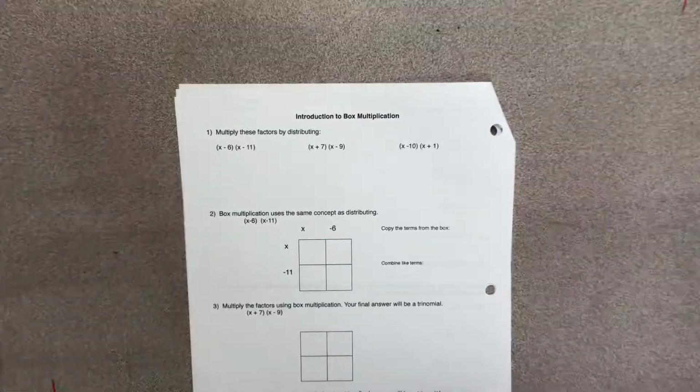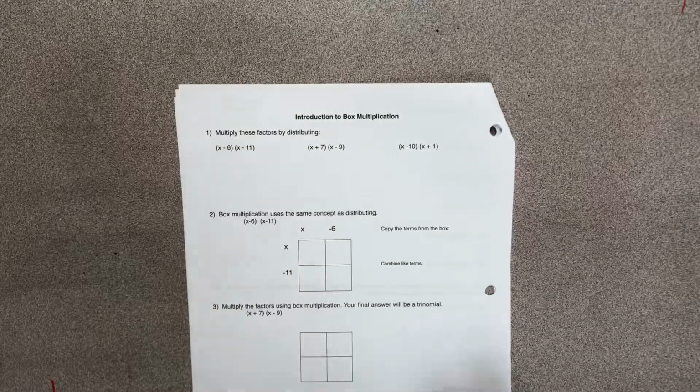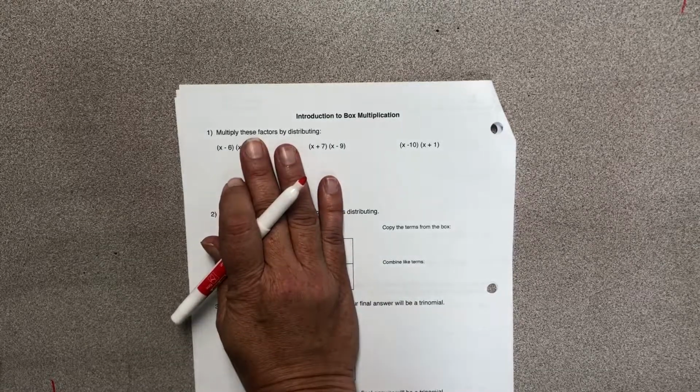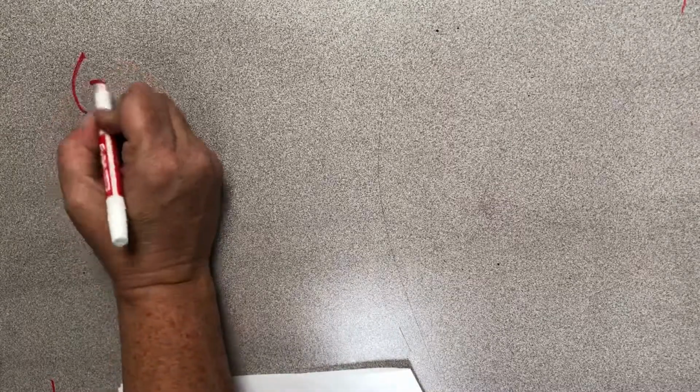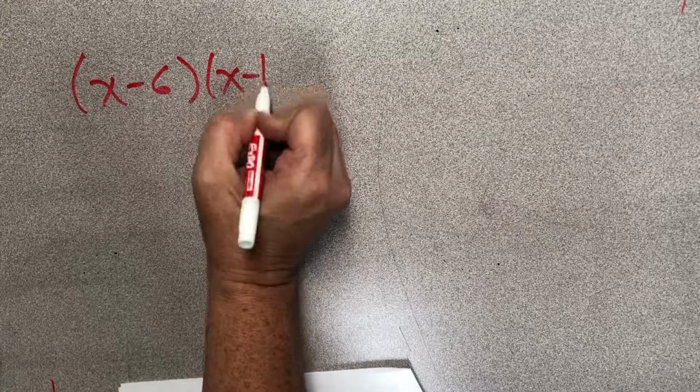This video is going over the page that is called Introduction to Box Multiplication. On this page, we will practice multiplying binomials by distribution and by box multiplication. So the first thing says multiply these factors by distributing. So the first problem is x minus 6 times x minus 11.